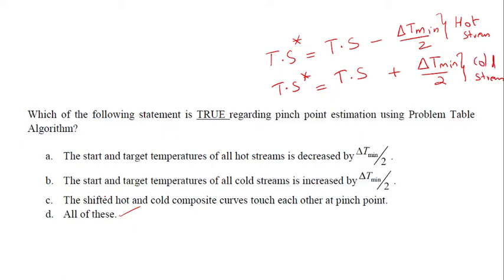So these two statements are true, that is, the shifted start and target temperature of hot stream is decreased by delta T min by 2, and for cold stream it is increased by delta T min by 2, and both of the curves, that is hot and cold composite curve, touch each other at pinch point. So all the three statements are true.